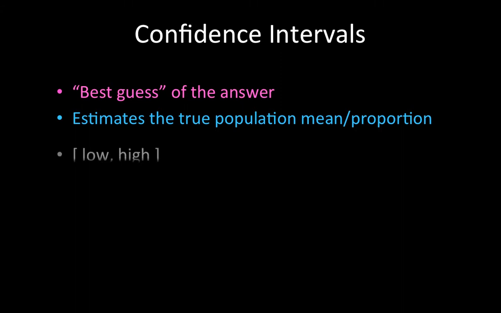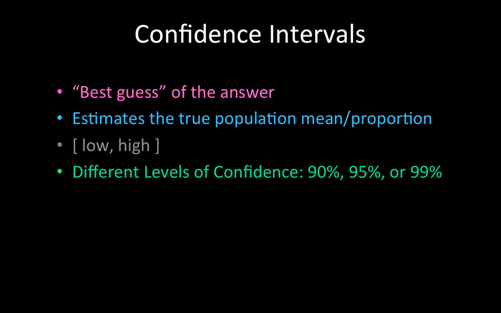Confidence intervals usually look like this. The interval is in brackets or parentheses with the lowest value to the left and the highest value to the right. By estimating an interval, we hope to capture the true population mean or proportion within this interval. Since some intervals might be more accurate than others, we have different levels of confidence, which are usually 90%, 95%, or 99%. In context, we usually say that we are 95% confident that the true population mean or proportion falls within the given interval.